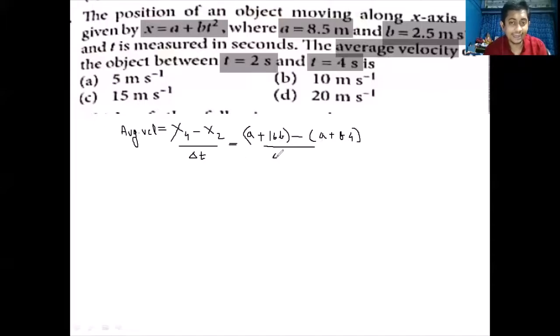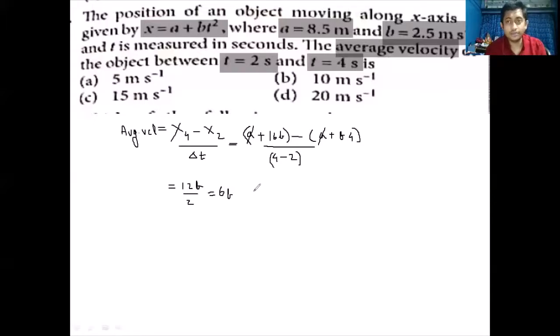Delta t means the final time, which is 4, minus the initial time, which is 2. So that is 4 minus 2. So this becomes equal to a minus a. So a and a get cancelled out like this. And we have 16b minus 4b. So that is 12b. So we have 12b divided by 4 minus 2, that is 2. So 12b upon 2, that is 6b.